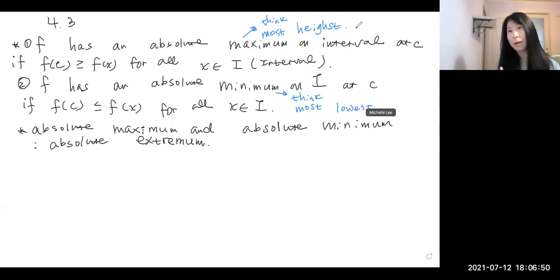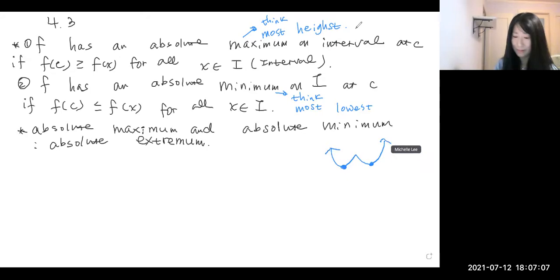So it can be tied, right? Like this, right? So this is a tie. So there is the two absolute minimum, right? Absolute minimum. Both of them. Okay.